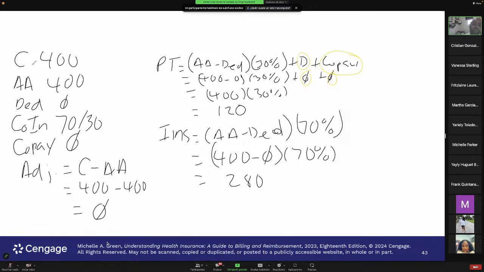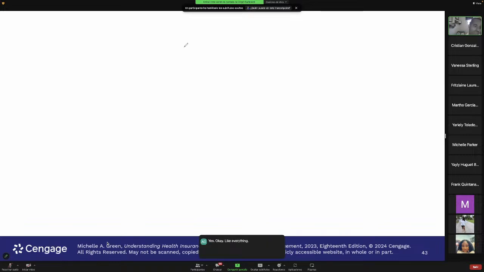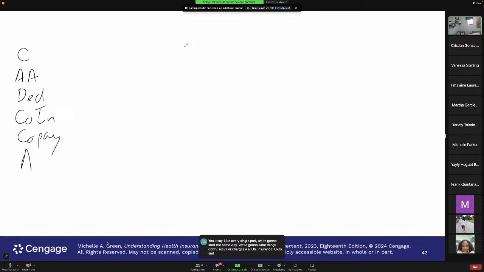Okay, I'm going to erase the whole thing. Again, every single part, we're going to start the same way. We're going to write things down: C for charges, A for allowed amount, deductible, insurance, payments, and adjustments. For the sake of these few examples, the deductible is going to be 0 and the copayment is going to be 0. Now I'm going to give you the examples for co-insurance.